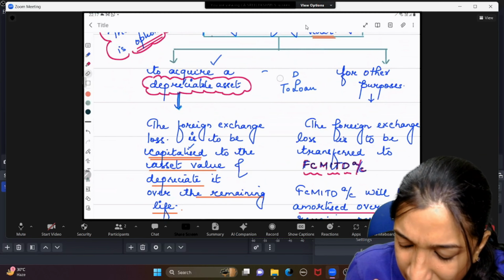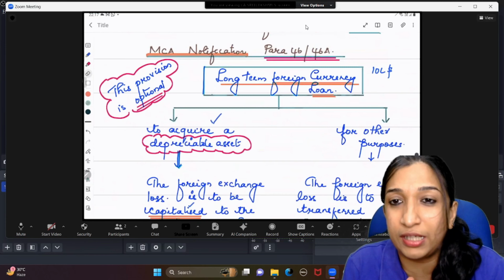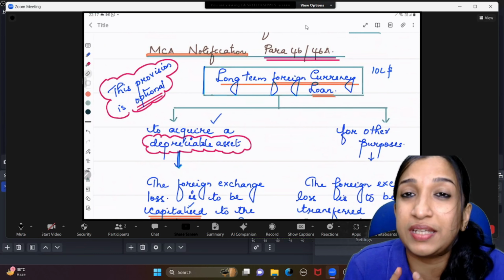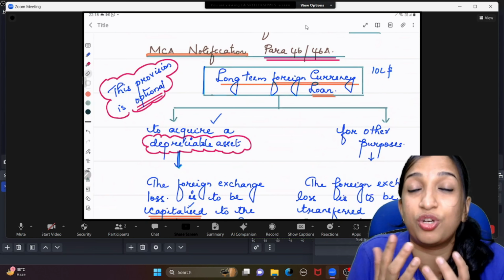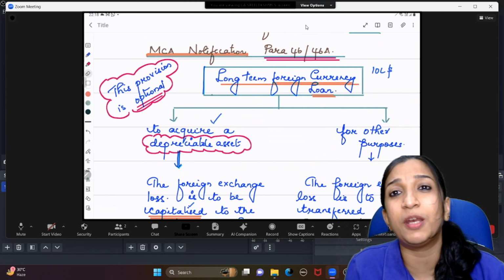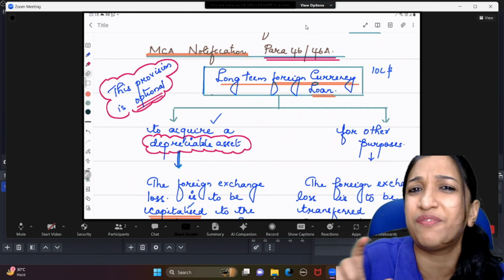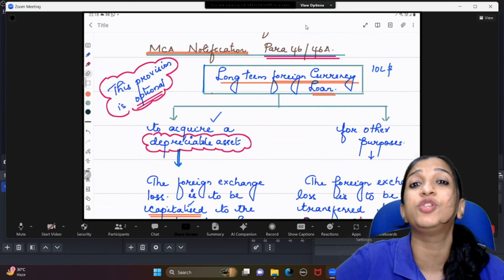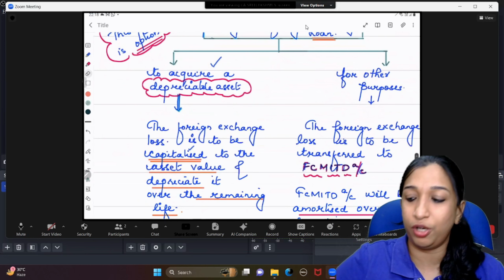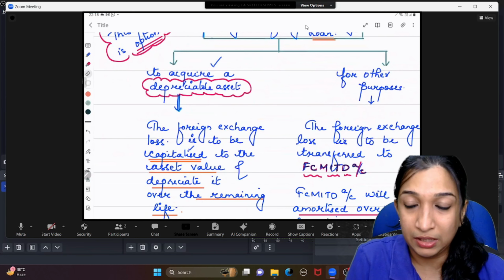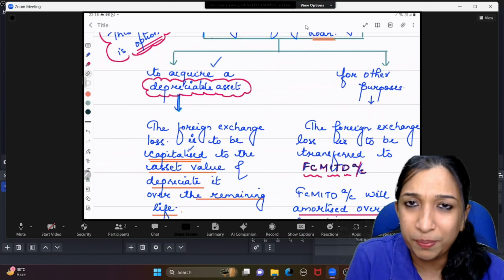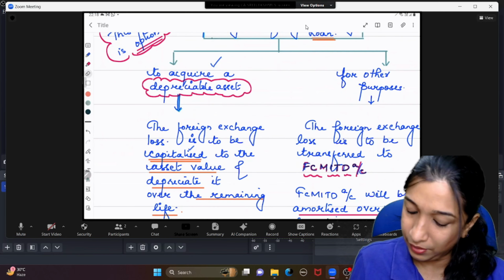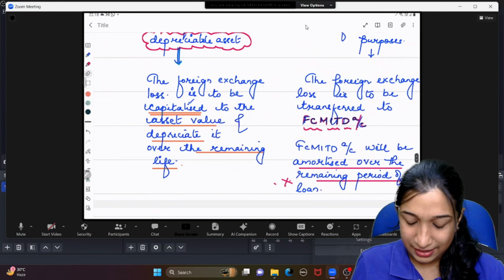So instead of directly taking the long-term foreign currency fluctuations to P&L, it is giving an option. If the loan is taken for a depreciable asset, adjust it in the value of asset, or if it is for other purpose, take it to FCMITD account, which will be transferred to P&L over the period of loan. So there won't be a hard hit in P&L, an immediate huge loss. That won't be there. Okay, so that's it with AS 11.